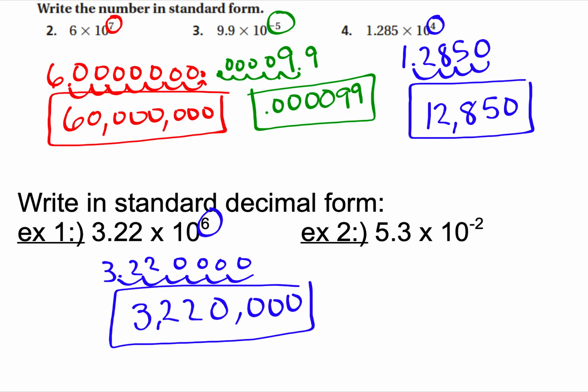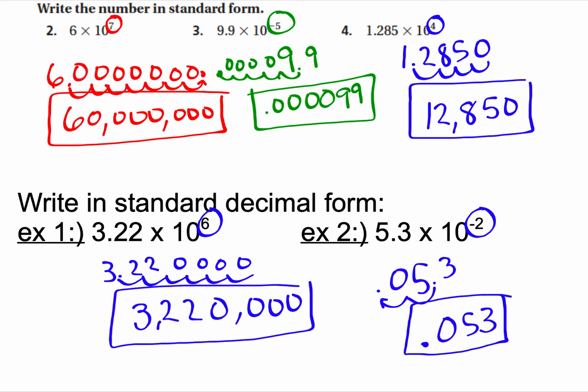Example 2. 5.3 times 10 to the minus 2. I'm going to write down the factor. Since it's a negative exponent, I need to make the number smaller by moving it 2 places. Fill in with 0. 0.053 is the answer here.